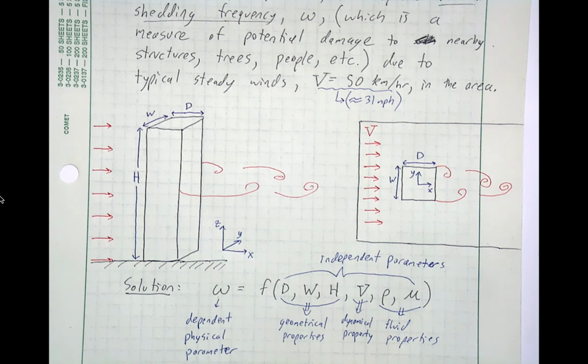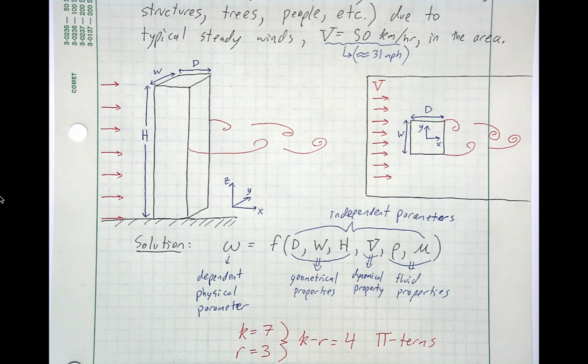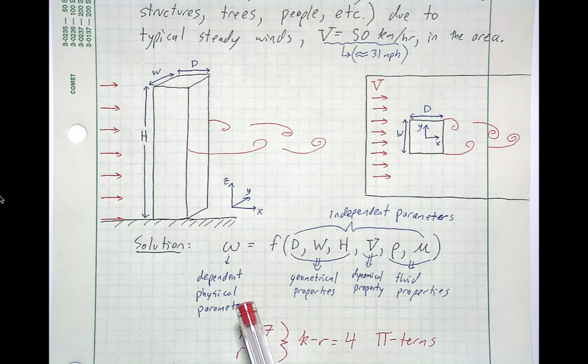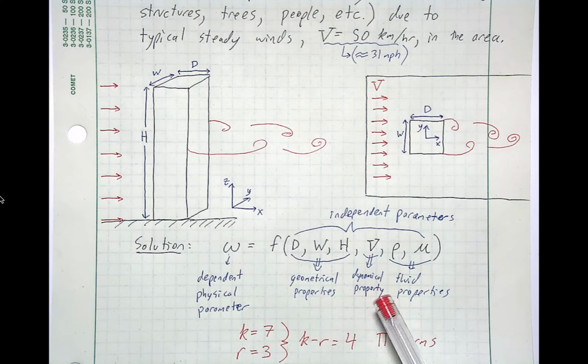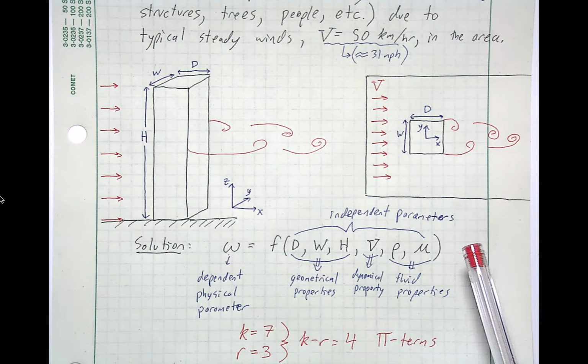Our solution will start by relating all of the important parameters, where we have the dependent physical parameter. This is what we want to know about the system, the vortex shedding frequency. Therefore we'll call it the dependent physical parameter, and we'll write it as an arbitrary function, we don't know what, of all of these important parameters. So the 3 geometrical properties, the 3 length scales in the problem: depth, width, and height. The dynamical property, which is the velocity of the wind, and the fluid properties, the density and the viscosity, where we're talking about air in this case, so these are density and viscosity of air.